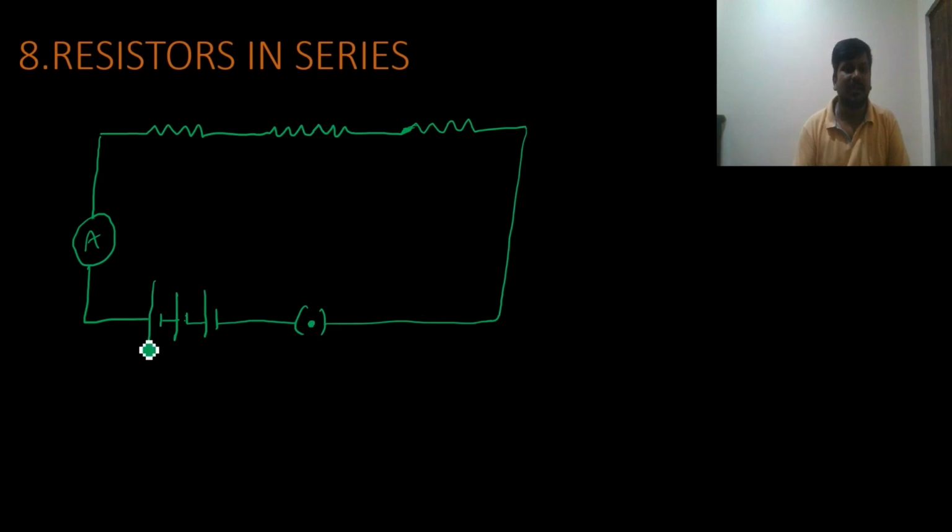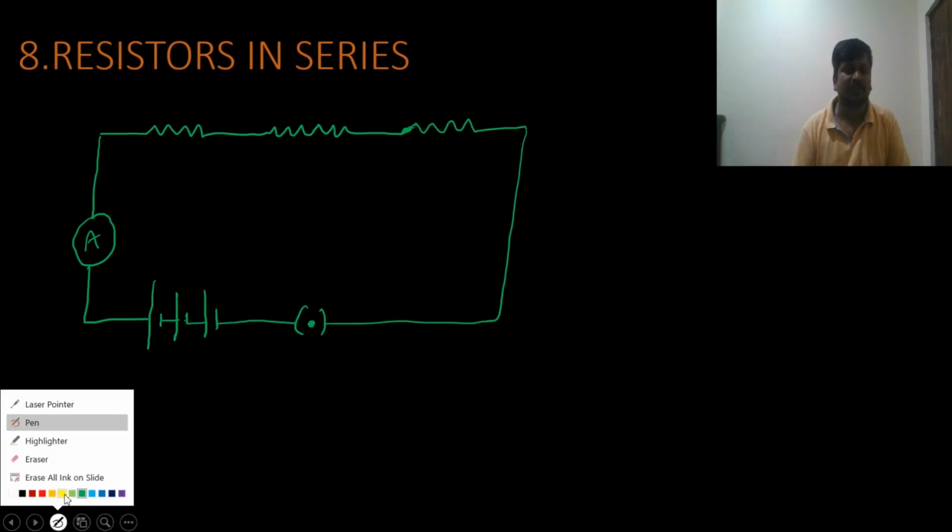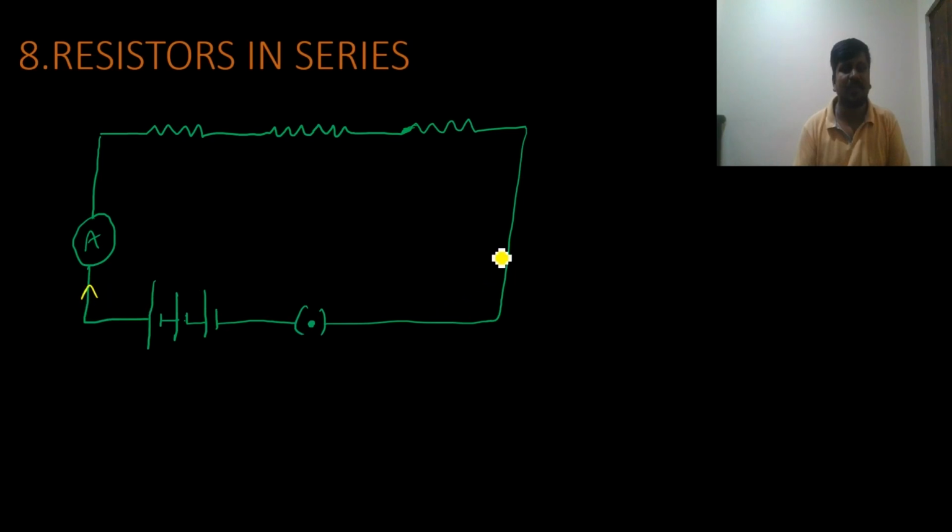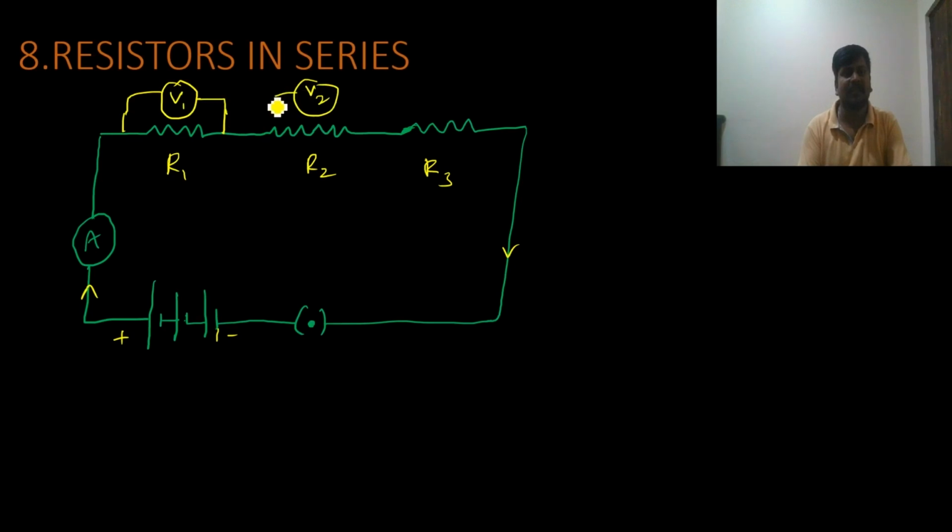Current is passing through it from the positive terminal to the negative terminal. This is the positive terminal, this is the negative terminal. Here I am considering R1, R2 and R3. Across resistor R1 we have potential difference V1, across R2 we have potential difference V2, and across R3 we have V3.